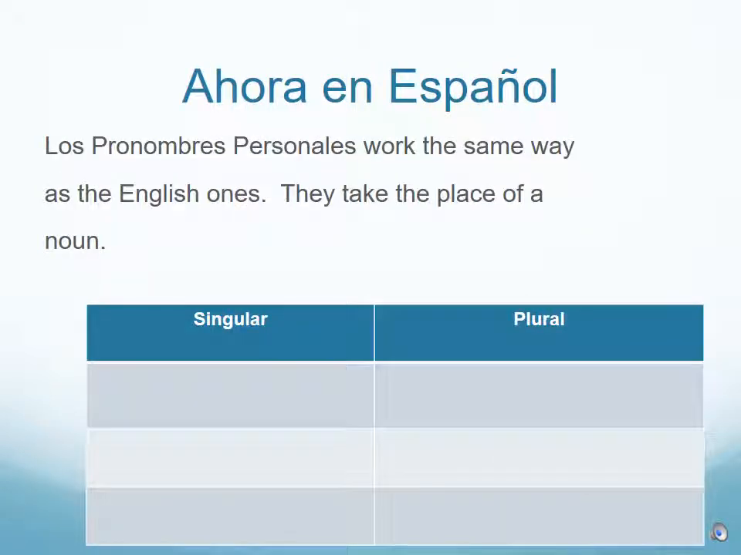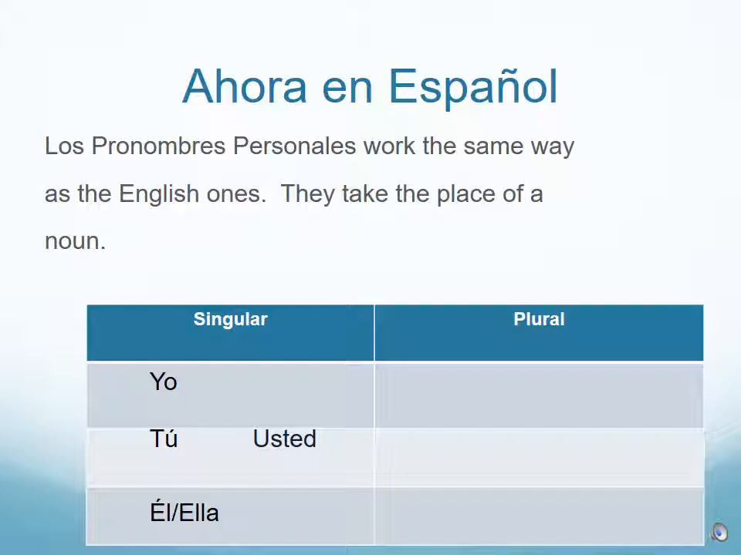Ahora en español. Los pronombres personales en español work very much the same way that the English ones do. They take the place of a noun and they refer to people. You'll notice that the table is laid out for singular and plural pronouns. That's because they are the same. In Spanish, the singular pronouns are still I, you, he, and she, and they are yo, tú, and usted, which we'll get into later because that's the formal way of addressing someone, and él or ella.